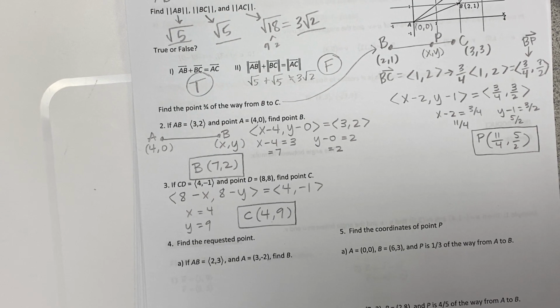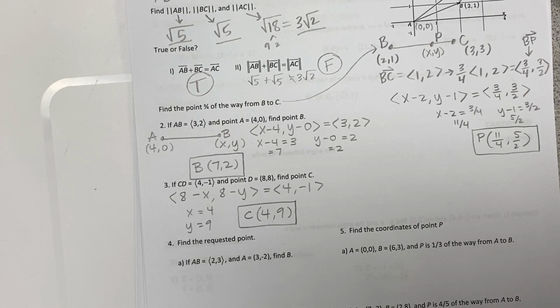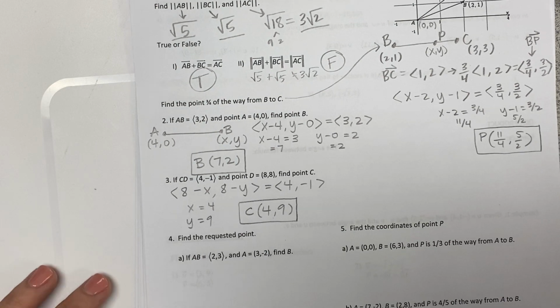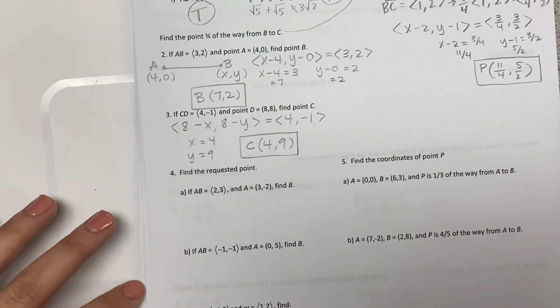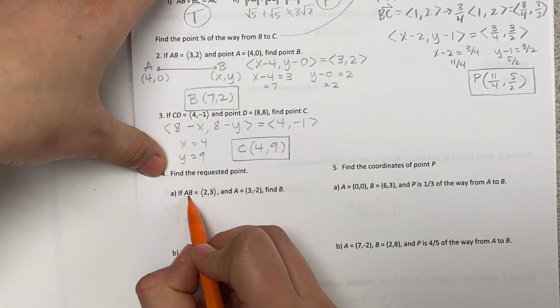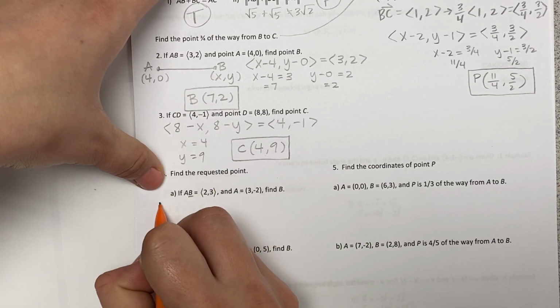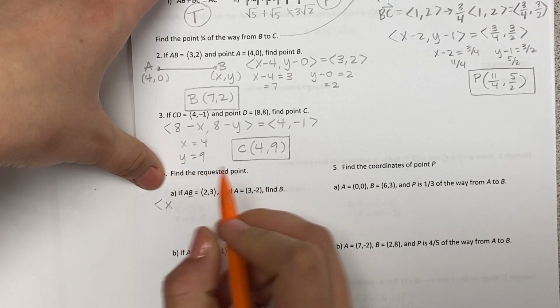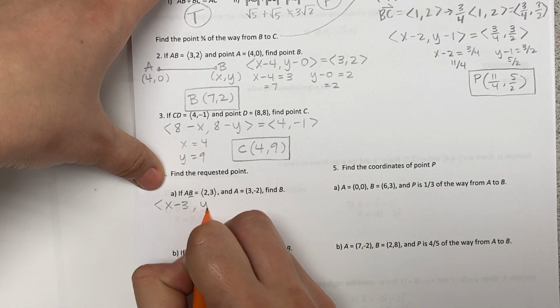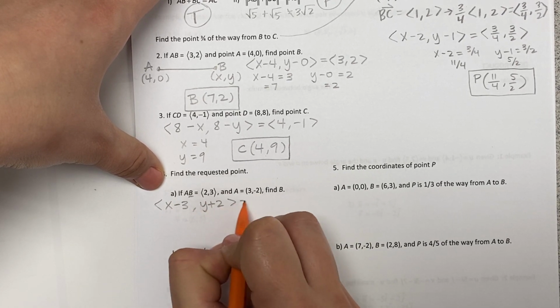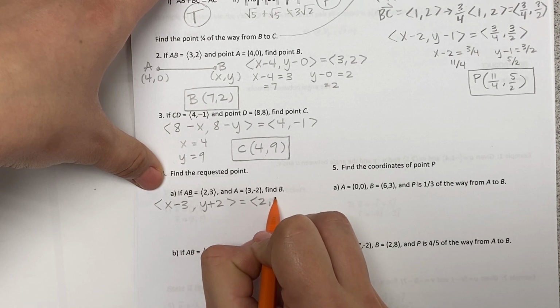Okay, let's find the requested point. So still more practice of what we just did. If you want to pause the video and try it on your own and then check your answers, I would recommend doing that because again, this is nothing new here. So we're finding B. B is the second point. So x minus 3, y plus 2, because it's minus a negative, is (2, 3).